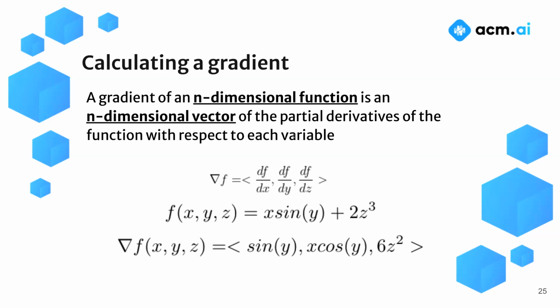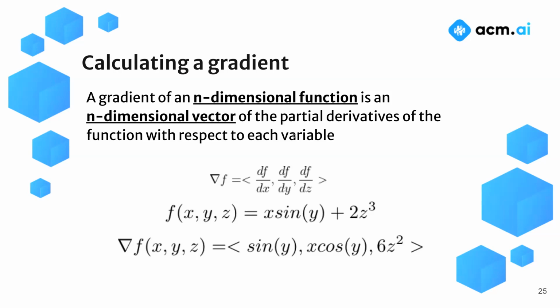So in this example, this is our function x sine y plus 2z cubed, right? Partial derivative with respect to x, this is a constant. Sine of y is now a constant, right? Sine of a constant is a constant. So derivative of x times a constant is that constant. So that's how we get sine y. Derivative of sine is cosine. So x cosine y, and then this is all now a constant, and we do 2z cubed.